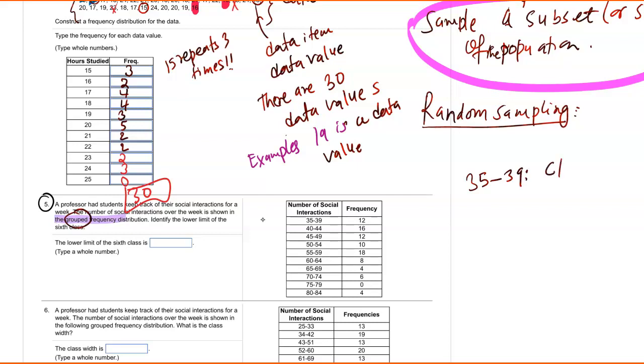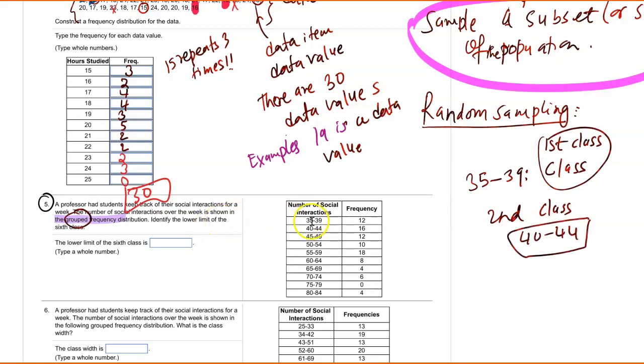And this group is called a class. Okay? This is the class. And that's the first class. What's the second class? The second class is going to be 40 to 44. Remember that. This is the number of interactions between 35 to 39. In other words, what do you mean by frequency of this class? First class is 12. That's the question. What do you think? That means 12 students have a number of interactions between 35 to 39.